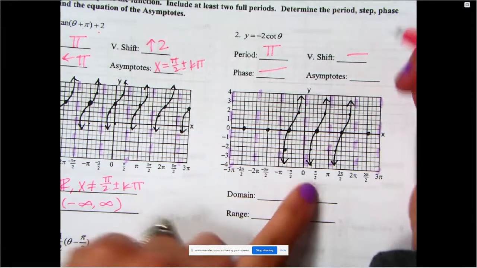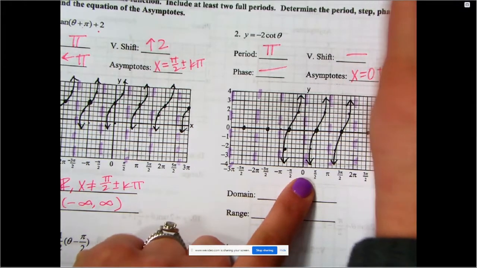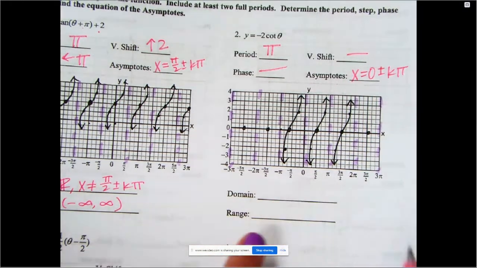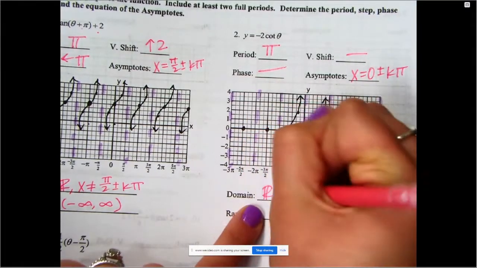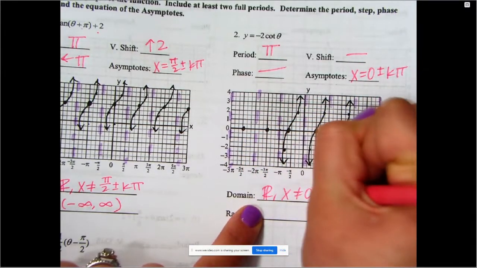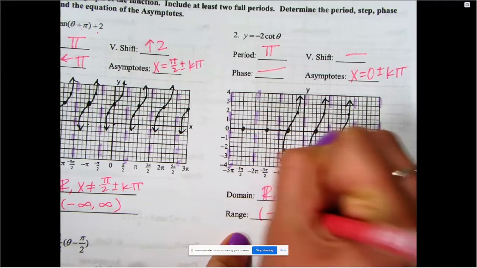Cool. Equation of the asymptote, there's one on 0. I'll use that same thing in the domain. And the range is all real numbers.